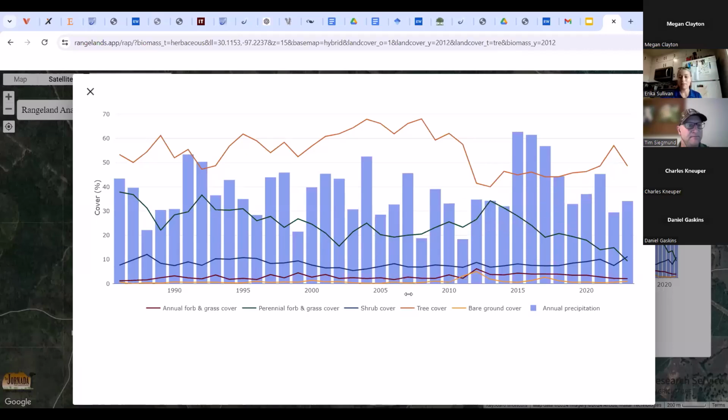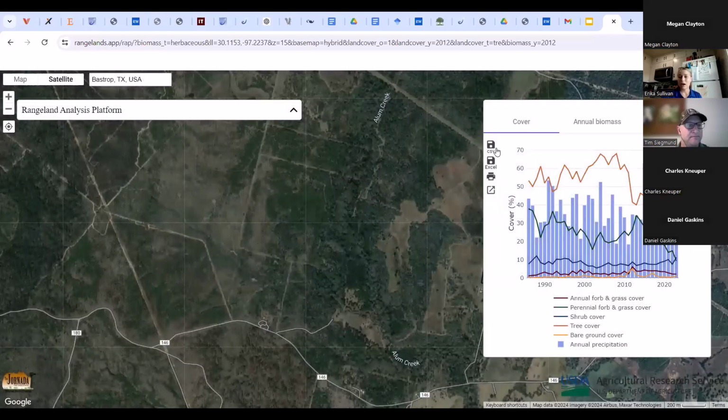that have been occurring on this land. Now, if you were just interested in looking at tree cover, something else you can do is you can click on the shrub cover, perennial forb and grass, annual forb and grass, bare ground down below, and you can just focus on tree cover and annual precipitation and copy paste that data wherever you would like. But this feature is really cool.